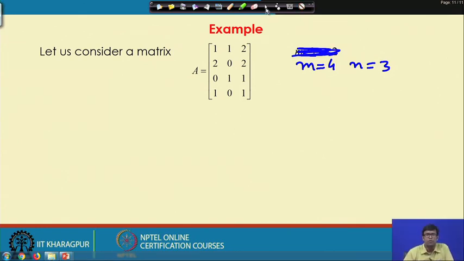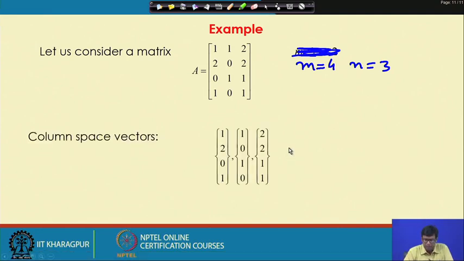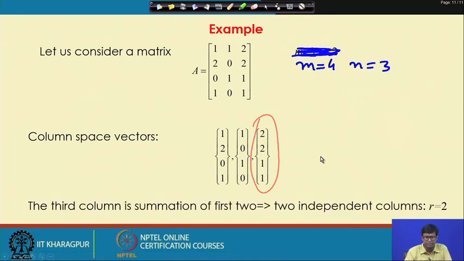Okay. Now, what are the column space vectors? They are basically the columns, which are 1 2 0 1, 1 0 1 0, 2 2 1 1. Now, if we look into the column space vectors, the third column vector is the summation of the first two column vectors, because, as I said, I purposefully chose a matrix which has dependent columns or rows. So, what we get is that the third column is the summation of the first two columns. Therefore, there are two independent columns, r is equal to 2.